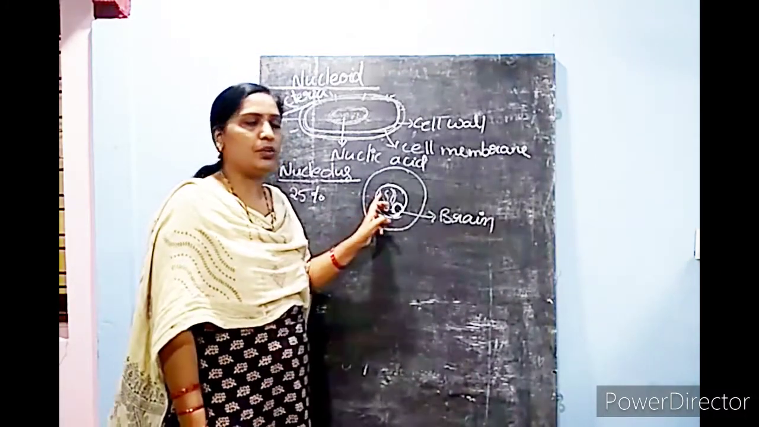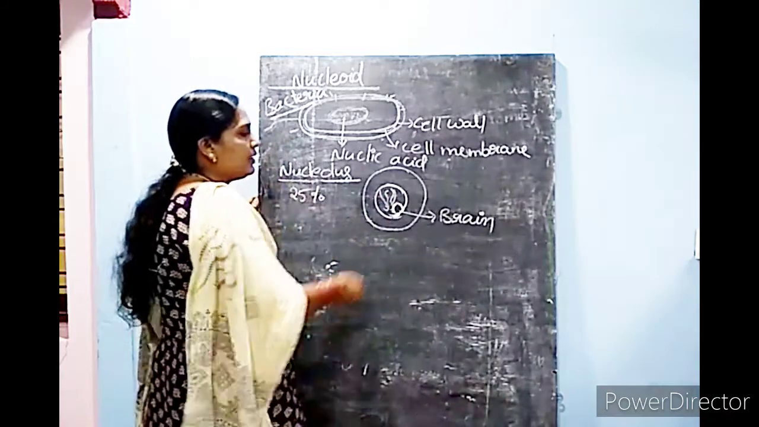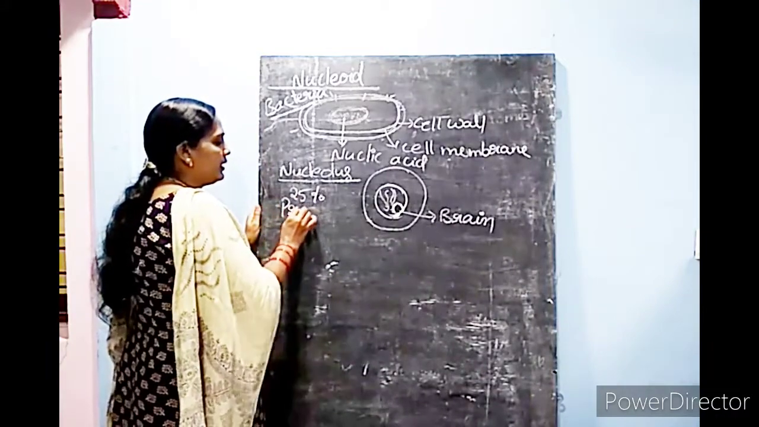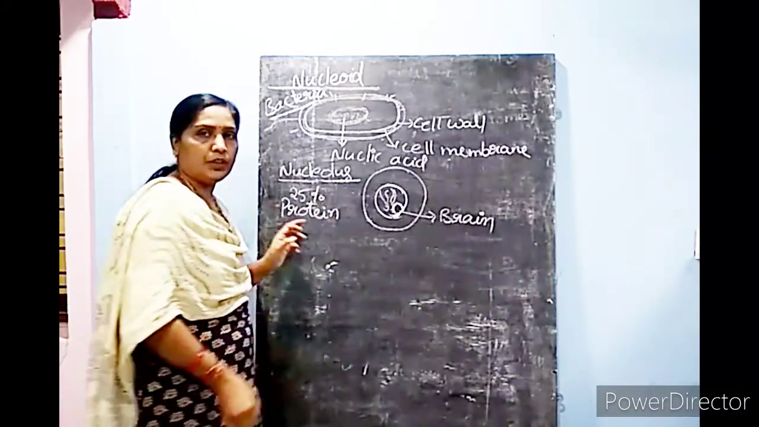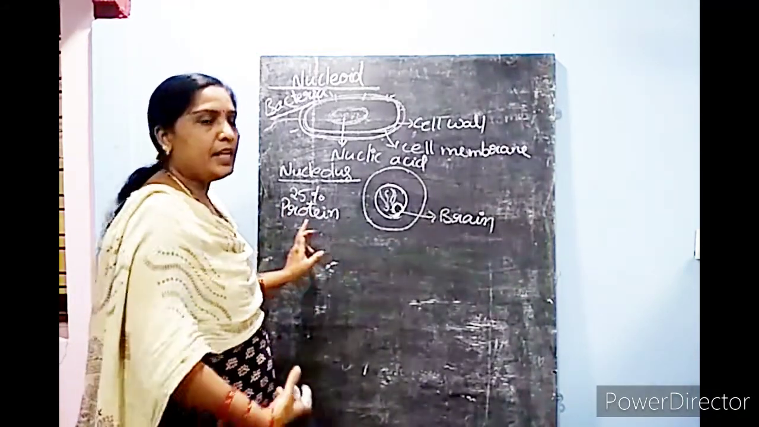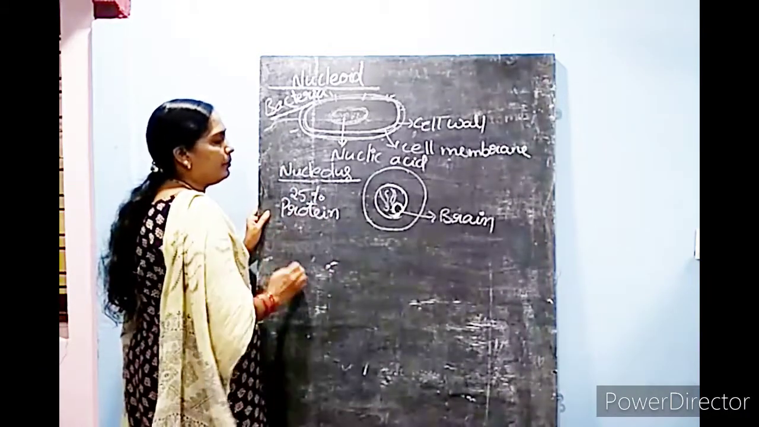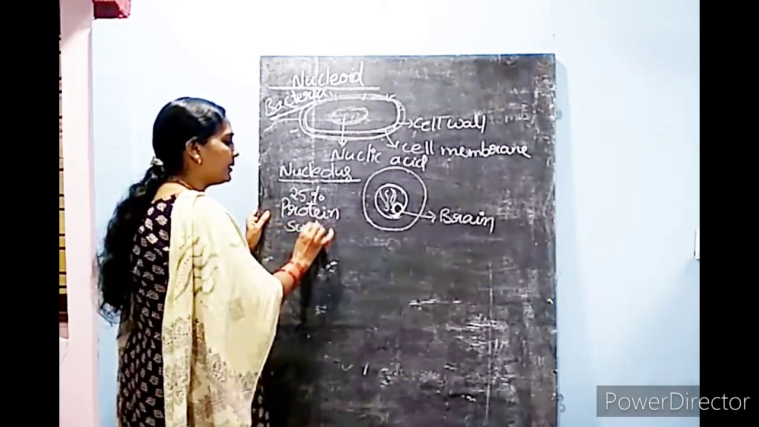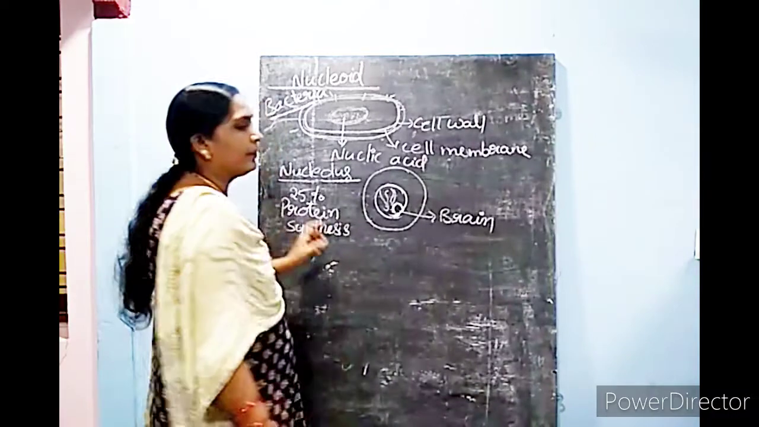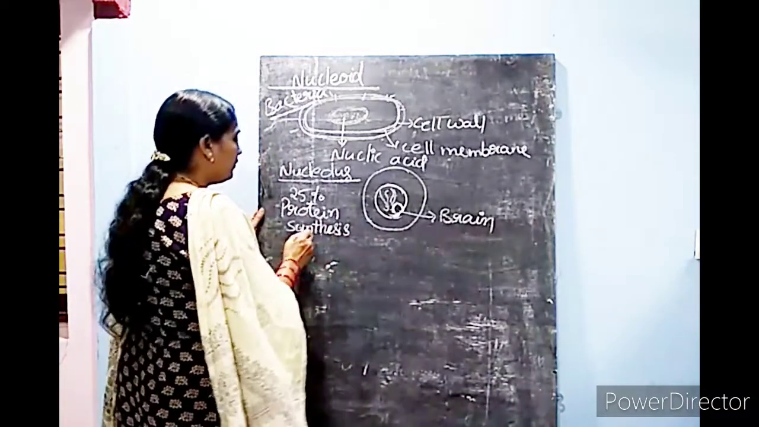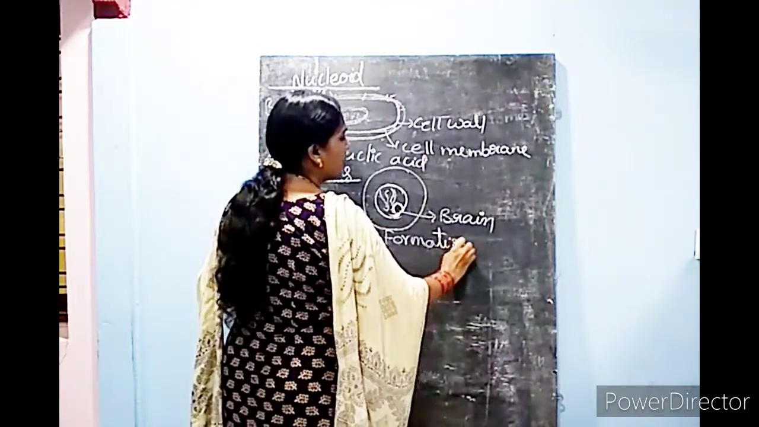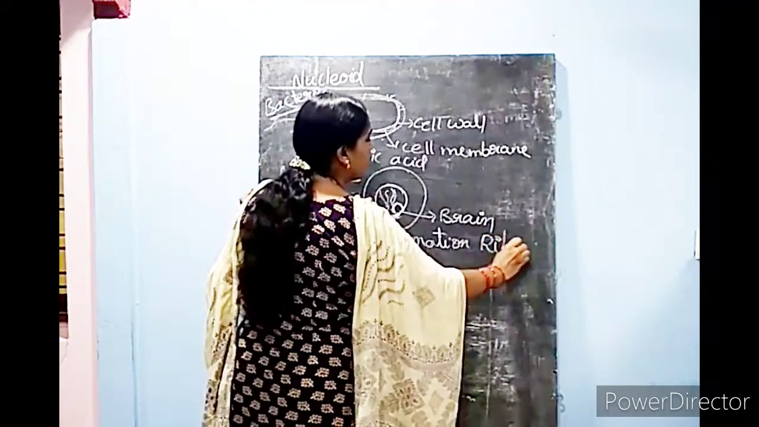It gives instructions to the nucleus, and this nucleolus also helps in protein synthesis. Just as the smooth ER, rough ER and ribosomes help, in the same way our nucleolus is also helping in protein synthesis. And it also helps in the formation of ribosomes.